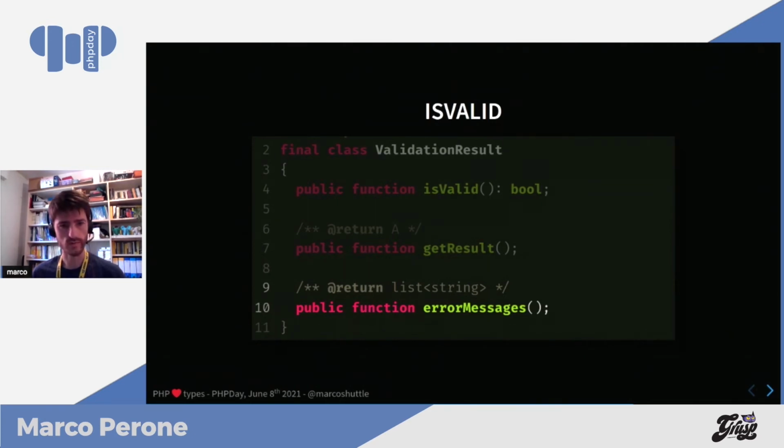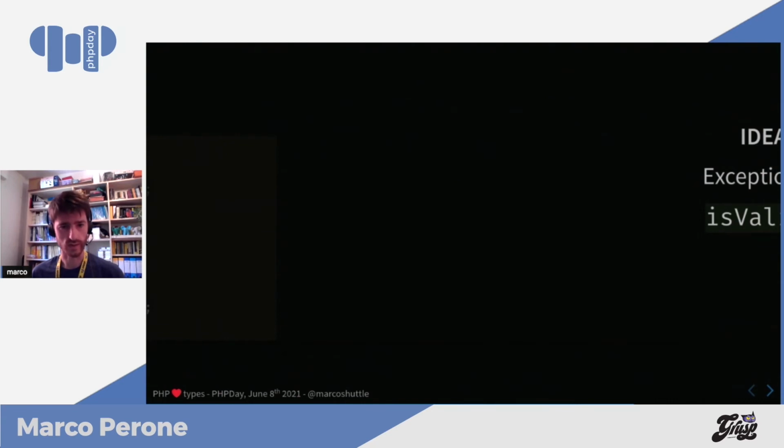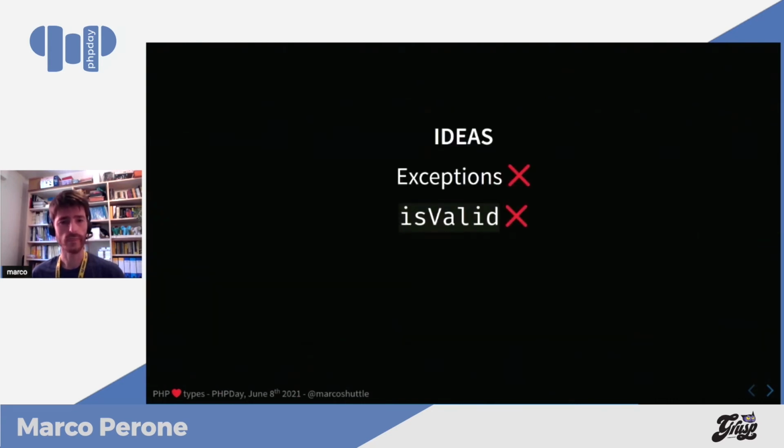And also, we are not forcing the client to handle both the valid case and the failure case, because what they could do is just: if it's valid, then getResult and go on, forgetting to handle the failure case. So this is also not satisfying the request we made in the beginning.